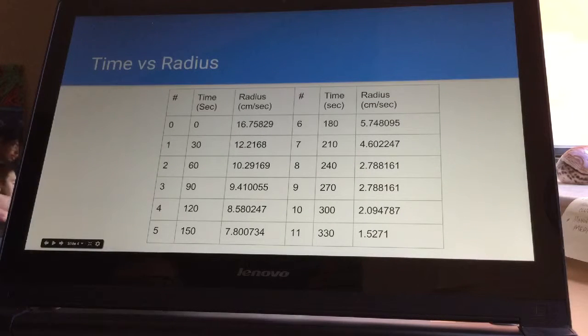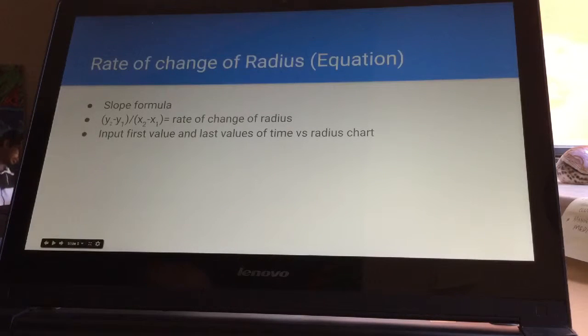To find the rate of change, we must utilize the slope formula, y2 minus y1 over x2 minus x1. This will determine the rate of change of each of the respective points. To find dr/dt, we must input the first and last values from the data in our chart. This will give us the average rate of change.